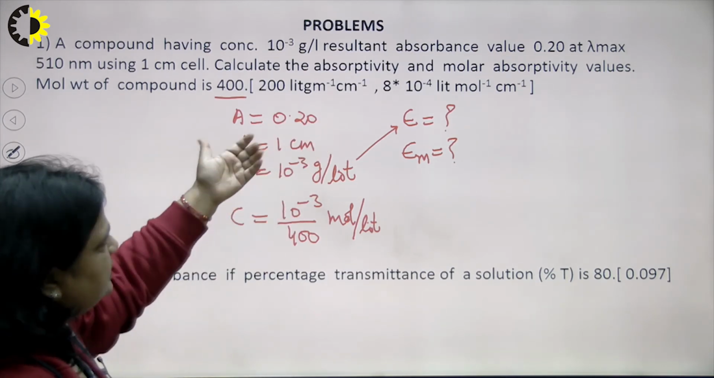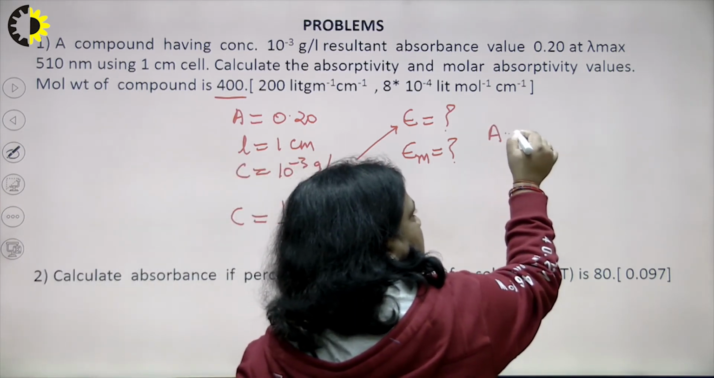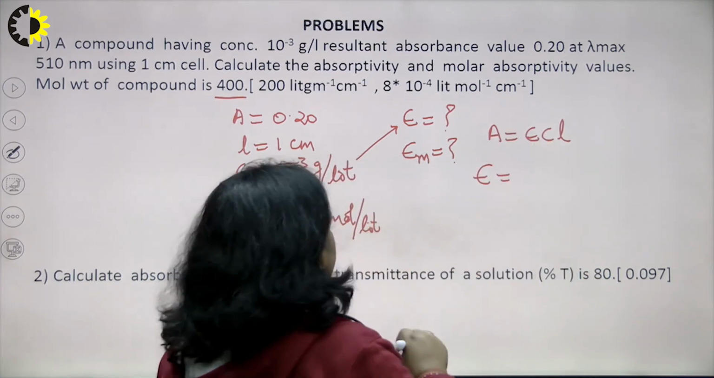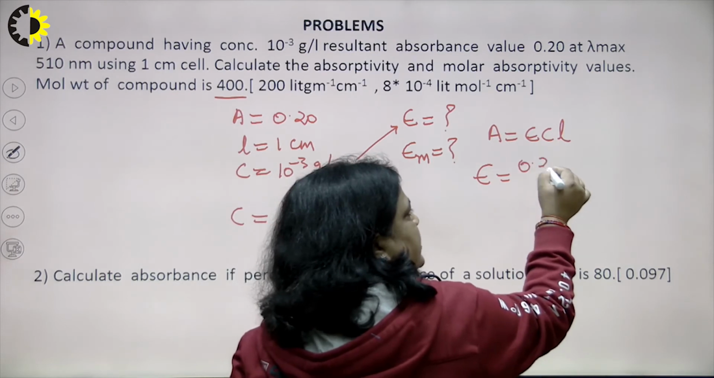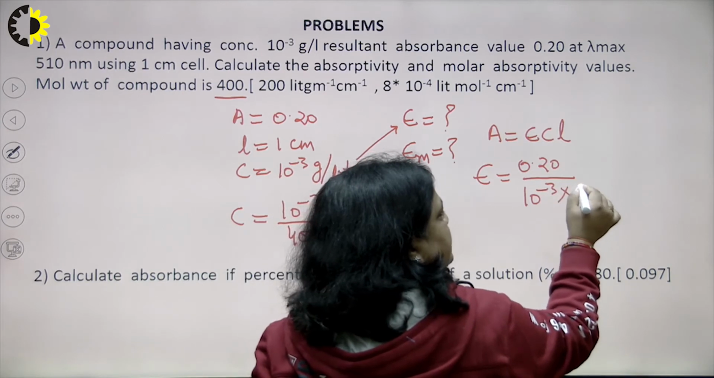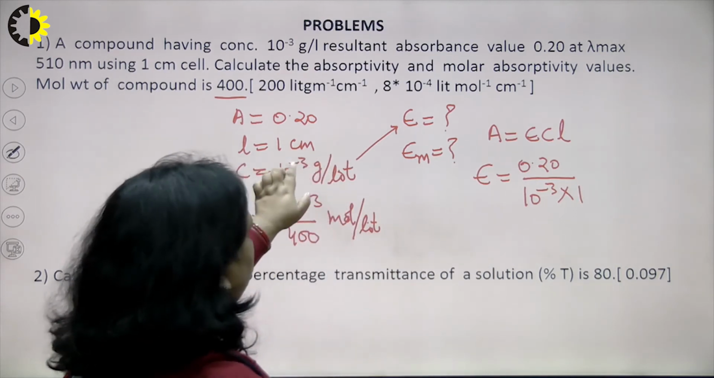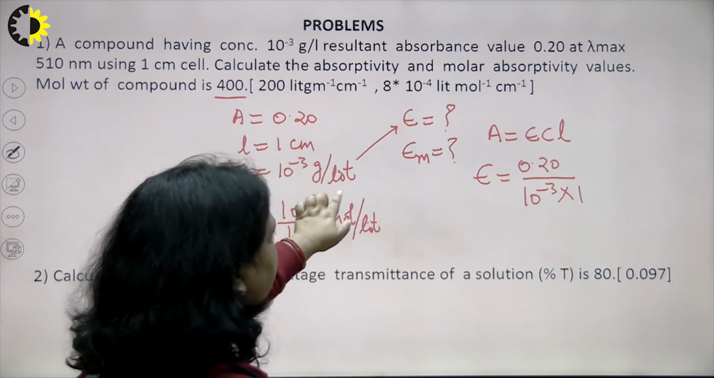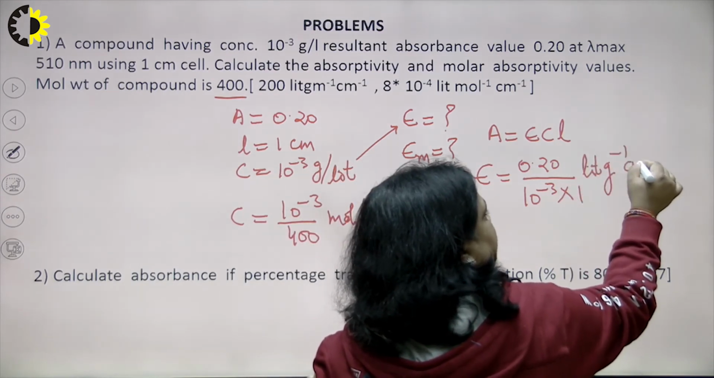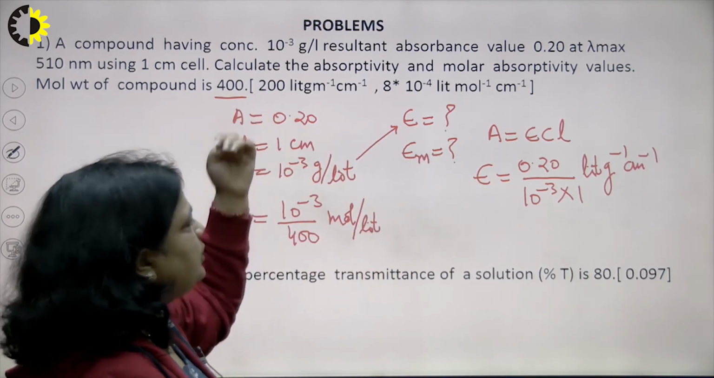Now, find this. We know that as per Beer-Lambert law, A is equal to epsilon C L. So, epsilon will be equal to A upon C L. A is 0.20, C is 10 to the power minus 3, L is 1, and what will be the unit? The unit will be 1 upon gram per liter centimeter. So, we will get liter gram inverse centimeter inverse. So, what will be the value? The value will be 200.